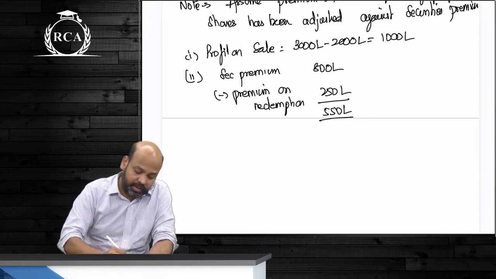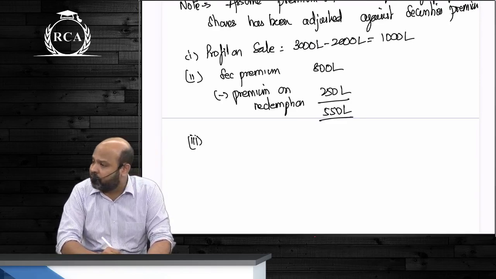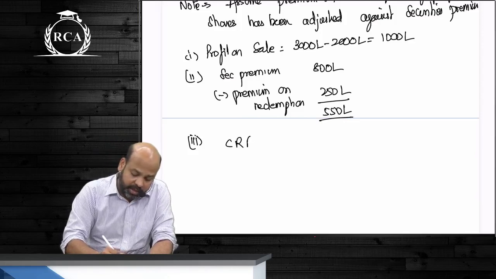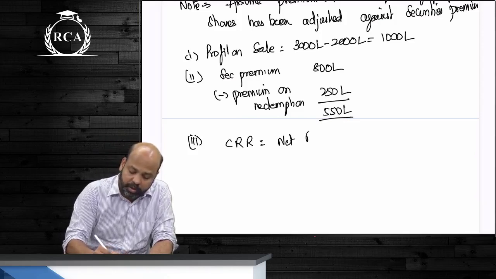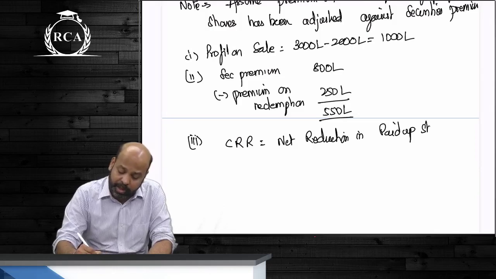550 lakhs. Then, guys, what is the next requirement? CRR. CRR will be for net reduction in what? Paid up share capital. What if instead of redeeming preference shares, you were issuing preference shares to buy back equity shares?